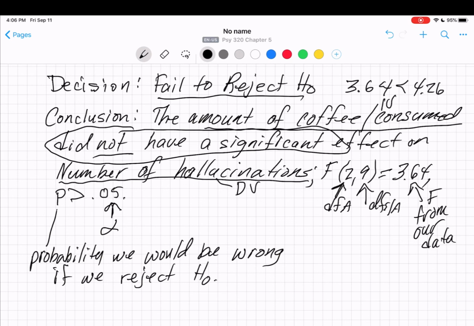Okay, so that's how you would write your decision and conclusion if you fail to reject the null hypothesis, if your F value from your data is smaller than your critical value.